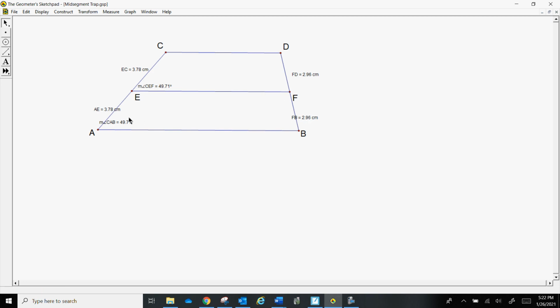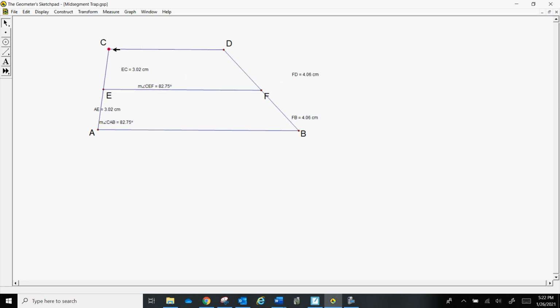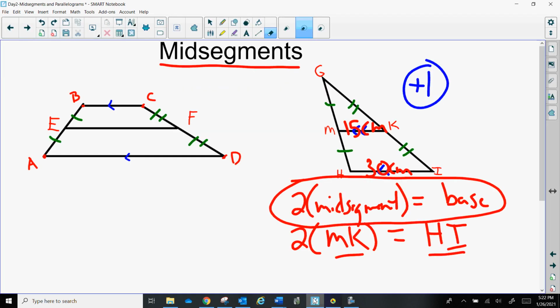And because those are corresponding angles, we know no matter what type of trapezoid, this is a trapezoid, that midsegment is going to be parallel, not just to one base, but to both bases. Now that's the rule for being parallel to the base.